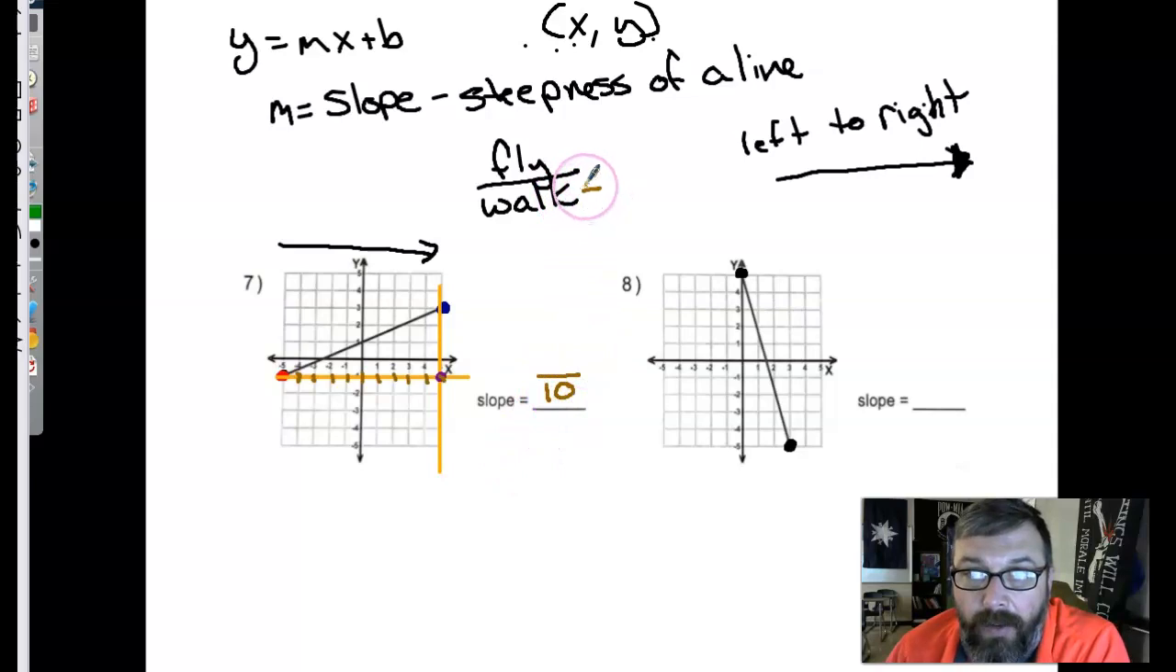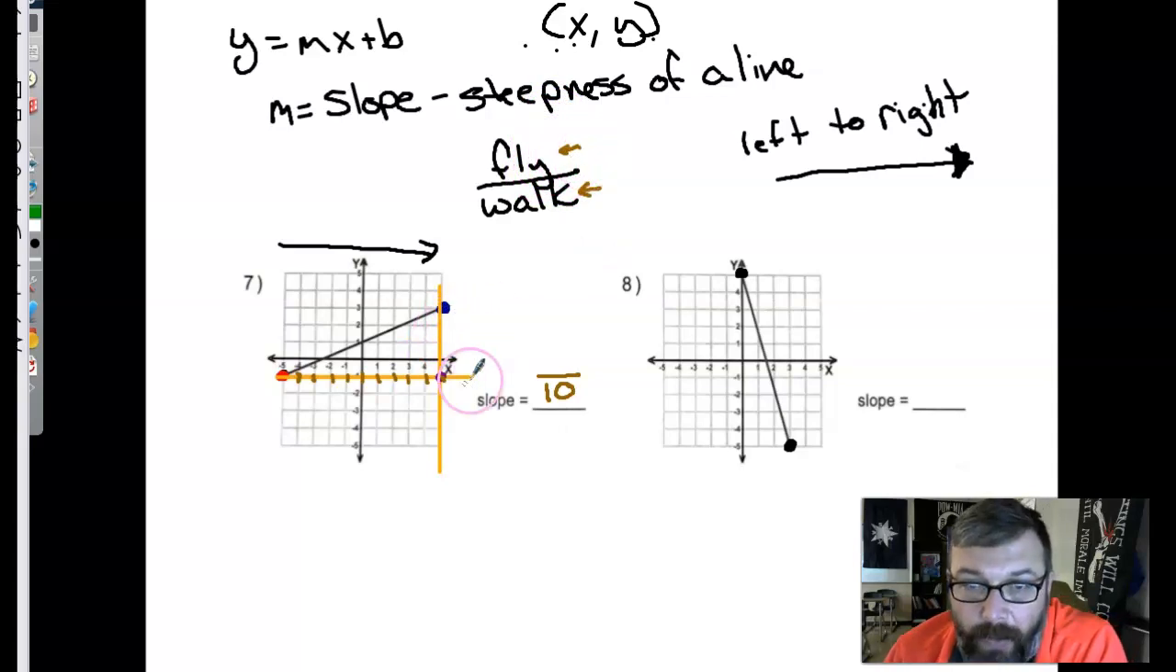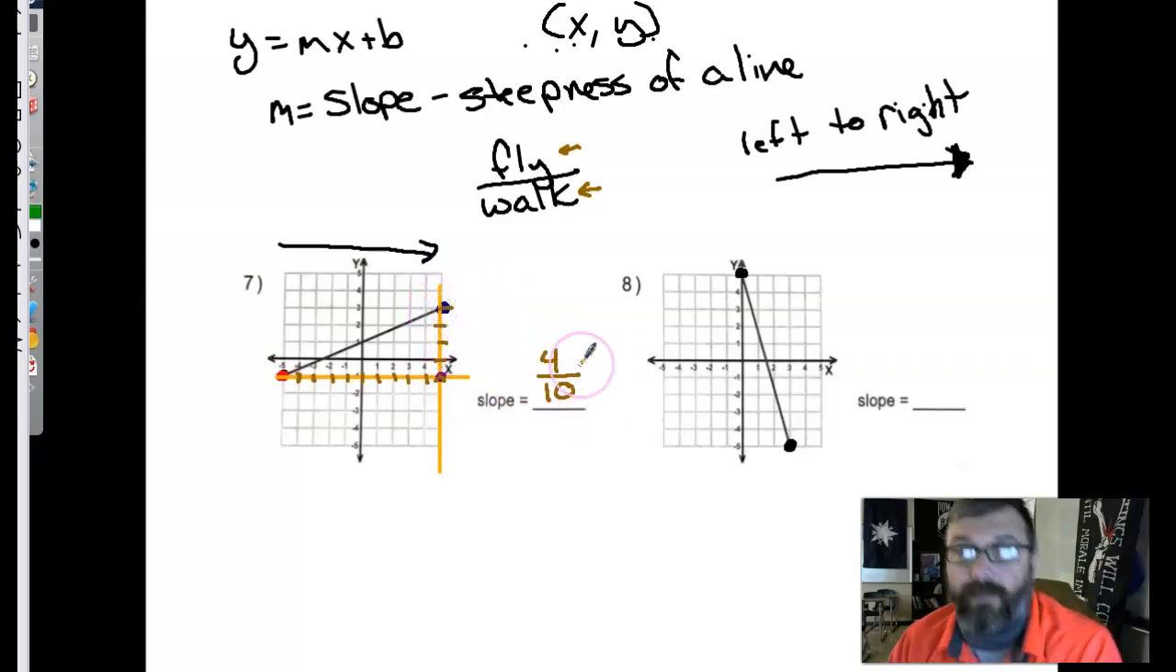That is how far I walked. Now I want to find out how far I have to fly to my next point. So to go up, 1, 2, 3, and 4. I had to fly 4 steps up.